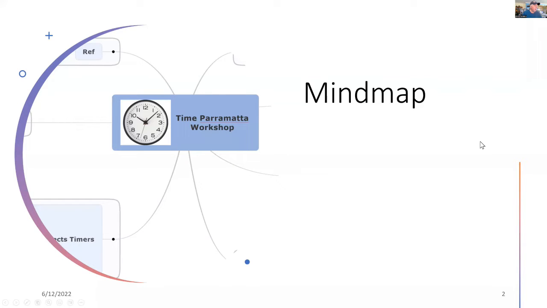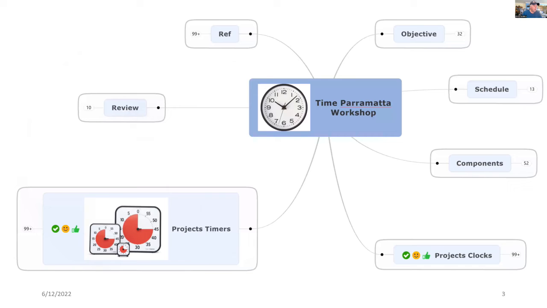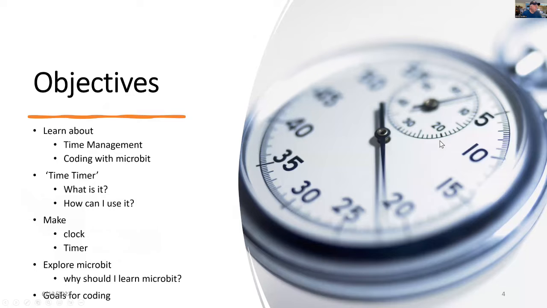I'm going to use a mind map to outline this workshop, and we'll start off with the objectives and the schedule. We'll look at the components we're using and the two projects, one series on clocks and the other series on timers. We'll do a review, and I'll give you some references so you can follow up.